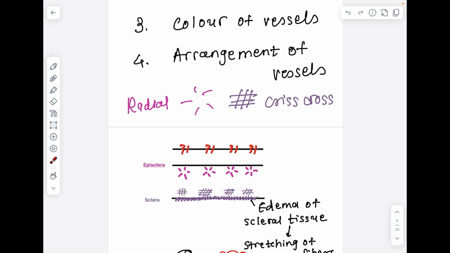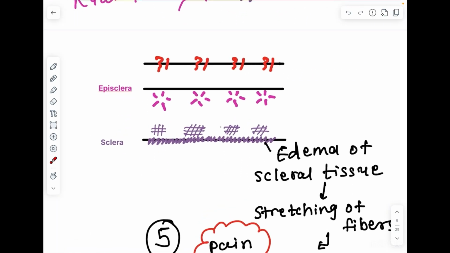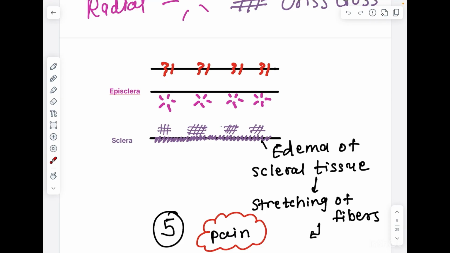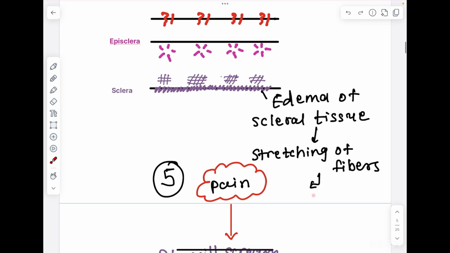Now, we will modify this image to understand the further points. So in scleritis, as I told you, along with inflammation of the sclera, there will be dilatation of the deep episcleral plexus. So there will be edema of the scleral tissue. There will be stretching of the scleral fibers. So the patient will have pain. The episclera is a fascia, Tenon's fascia, while the sclera is a much thicker connective tissue layer than the episclera. So when the sclera gets inflamed or edematous, there will be much more pain.